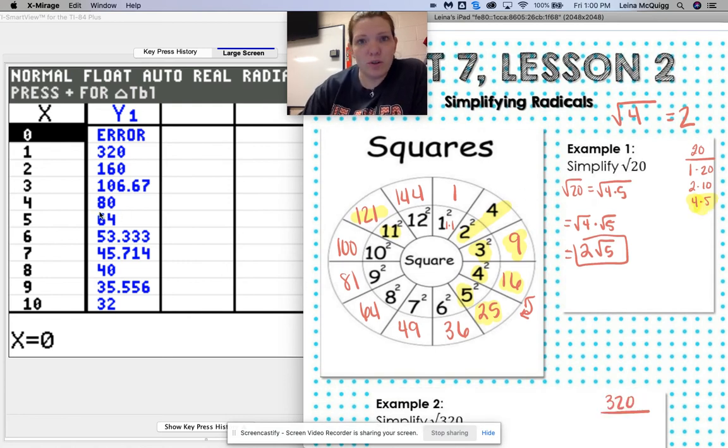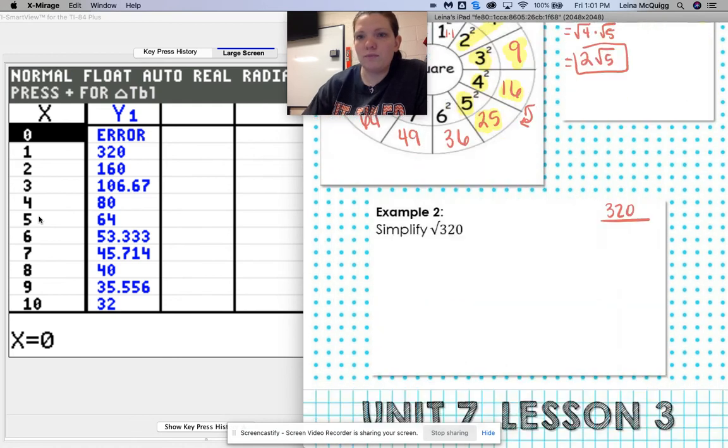A hint for you, if you use the calculator, if you start on y1 and go down this direction, from the top down, the first perfect square you see is going to be the biggest one because these numbers are getting smaller, right? So if you're going down this side, the first one that is a perfect square that you see is going to be the biggest one you can get. So this is going to be 64 and 5. This is the one I want to choose.